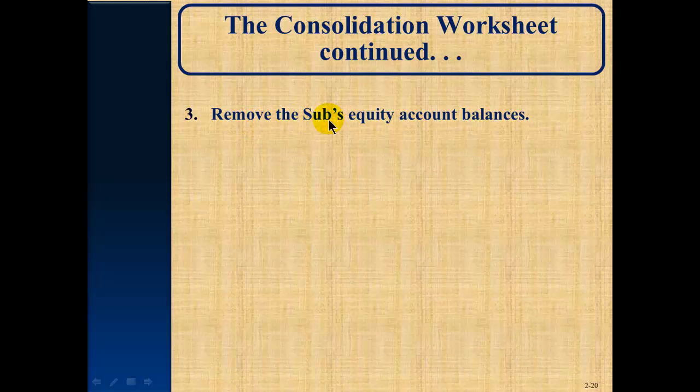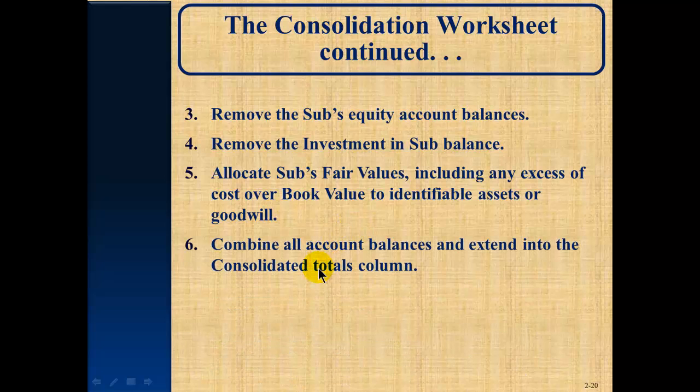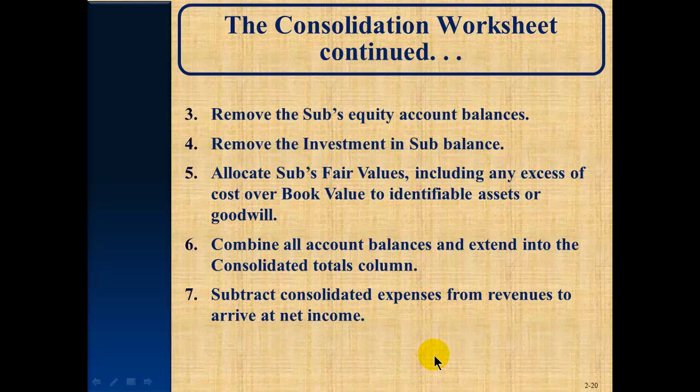And then the next step is you're going to take out the equity balances of that subsidiary, and you're going to take out the investment in the subsidiary. Now remember, when you bought it, you did go ahead and record the investment as the parent company. But when you do the consolidation, that investment account is not going to be there. And you're going to allocate those fair values, okay? And any excess cost you're going to go ahead and set up as goodwill. And you'll combine them all, cross-foot them, and you'll have a consolidated total. And then you'll subtract the consolidated expenses from revenues to arrive at the consolidated entity's net income.